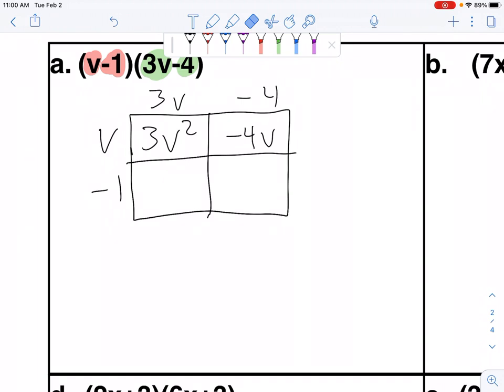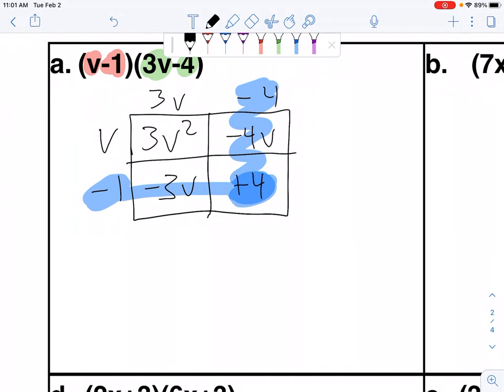The next thing we're going to do is take a look at our bottom row. So I have a -1 times 3v, and that is going to make -3v. And then finally, I have -1 times -4, which will make a +4. Okay, so we multiply to create our values in the box.